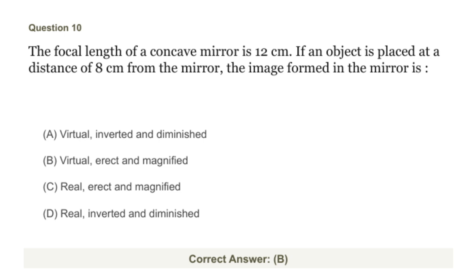This combination of properties, virtual, erect, and magnified, is typical when the object is within the focal length of a concave mirror. So the correct answer here is option B, virtual, erect, and magnified. This illustrates an important concept about how the position of an object relative to the focal length influences the image's nature in concave mirrors. It ties into the larger theme of understanding image formation and how different mirror positions create different image types.